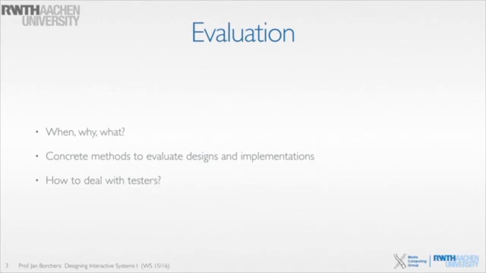We've built a prototype of some kind, maybe a paper prototype at the beginning or a software prototype, something to click through, something more advanced. Now the question is, what do we do with it? Now obviously the point of the prototype is to try it out. So we're going to talk about when we evaluate, why we do this, and what we evaluate, and give you a couple real concrete methods for doing tests of designs and implementations. And we're also going to talk about how to deal with testers.